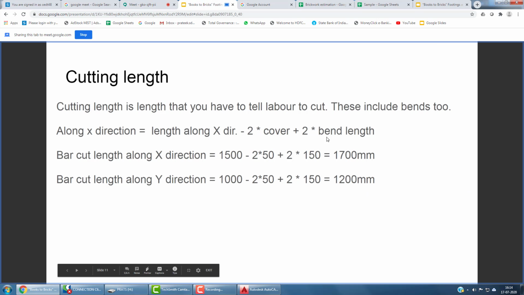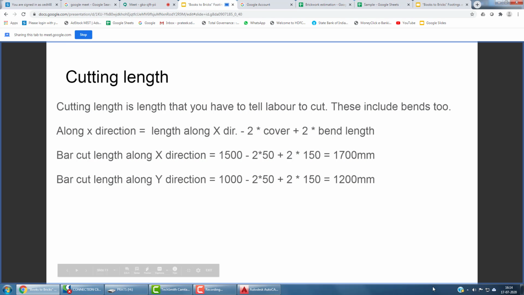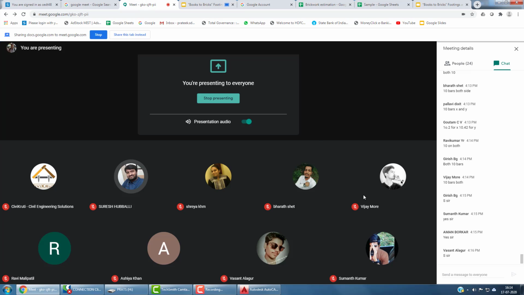As an engineer, you are supposed to do this. It is your responsibility. So now what we'll do is we'll quickly go to Excel and see how to do this.